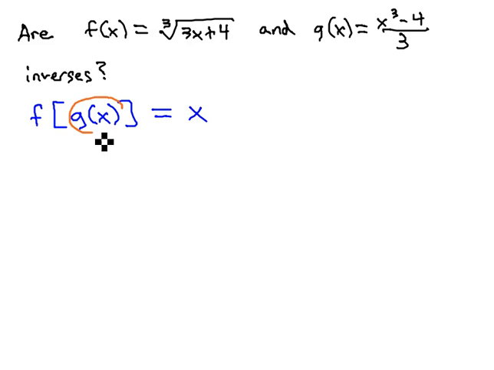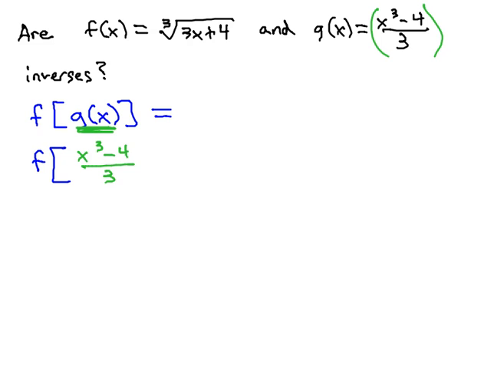In other words, whatever happened to g is undone in f so that we're back to the same x that we started with. That's what we're testing. So, let's see if that works. We've got f on the outside here with g of x inside it. Well, g is this entire fraction, x cubed minus 4 over 3. And so, all of that is what we're going to plug into the f function.